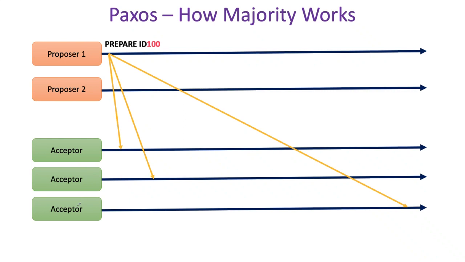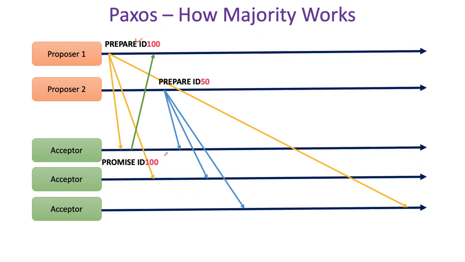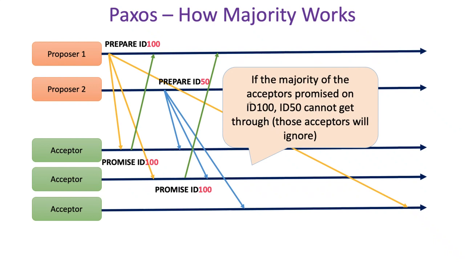Okay, so if acceptor 1 is committed to that proposal, it gives the reply with the promise ID of the prepare ID, and acceptor 2 as well. After that, proposer 2 proposes with the ID 50, as we discussed in the previous case. That one is already accepted with the highest ID, so it will be ignored by acceptor 1 and by your acceptor 2, which are accepting the previous proposer 1 proposal. And if the majority of these acceptors promised on ID P 100, then ID 50 cannot get through, so those acceptors will ignore it.